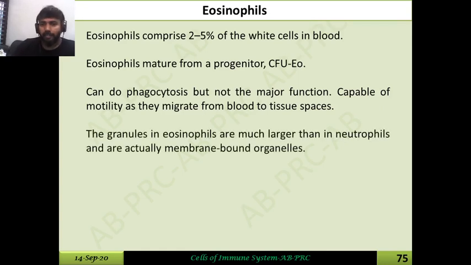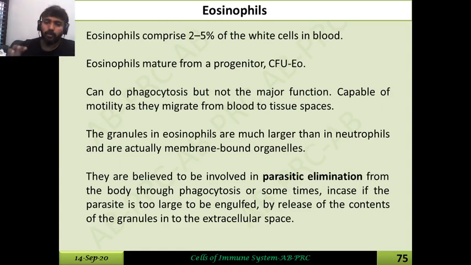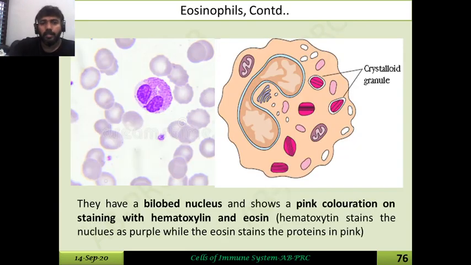Then they have granules. They specifically have larger granules, and sometimes they are considered as membrane bound organelles, and they perform a kind of phagocytosis to eliminate parasitic pathogens, right? So occasionally they also release the chemicals in the granules over the parasite for its destruction. And this is the representation.